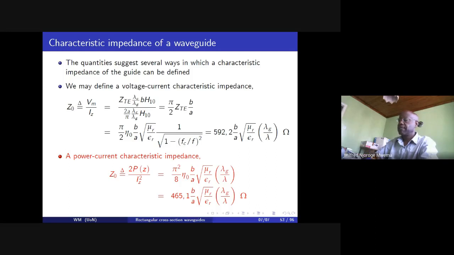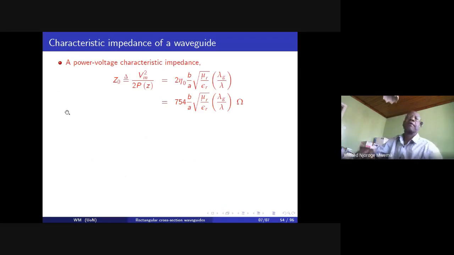That is, we know that power is usually given by I squared multiplied by the impedance. Z0 is of course a real value, so we are using a half I squared multiplied by R, since the I squared is assumed to be in phasor form. So it's I times I star. Therefore, we have to take the half, and we get a value of pi squared by 8 eta naught B by A, and we see this is exactly the same as what we had in this particular case here. If we put in the values for eta naught, we get about 465.1 B by A root of lambda G.